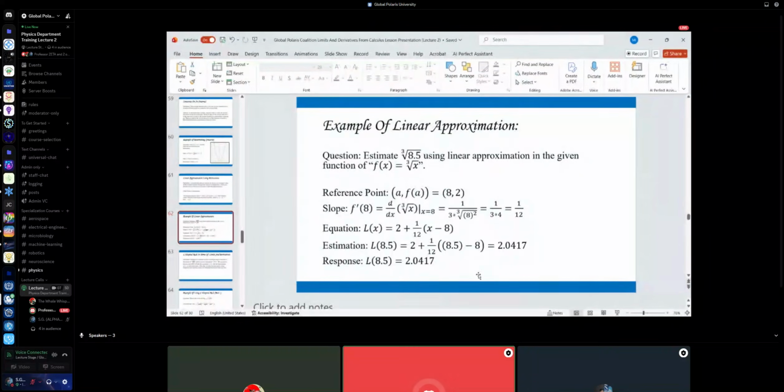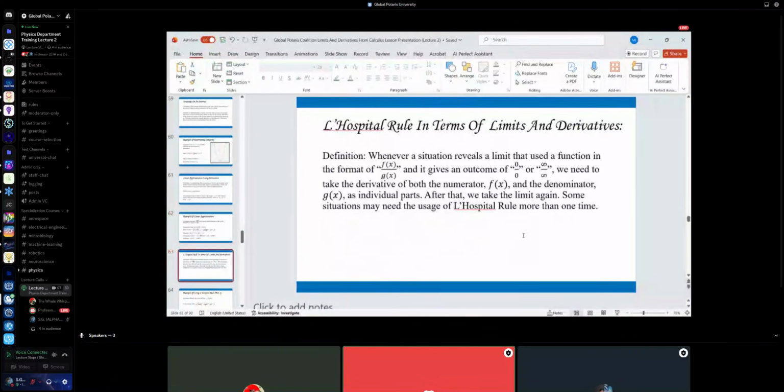So for its slope, we need to find the derivative at the specific point. Just to simplify it, we have 1 over 12 as the slope, and then we put it into the equation. Now, given that we have the equation, we put 8.5 inside, and it gives us the approximation of 2.0417. So that's basically how we tackle linear approximation.